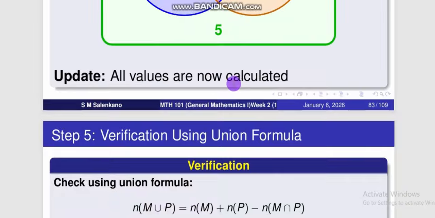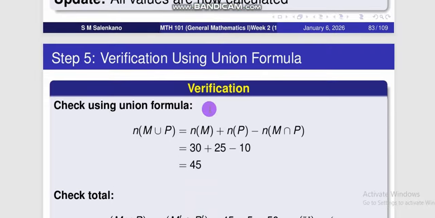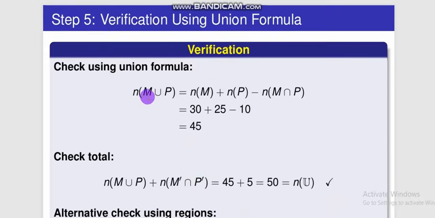So all values are now calculated. Now, how do I verify? Remember my total. The first thing is I have to unite my M and P, just as we did before. My math and physics. This will be number who like math plus number who like physics minus the intersection. The reason is that the intersection appears in this and this. Okay, we have to keep only one, so we subtract 10. So 30 plus 25 minus 10 will be 45.